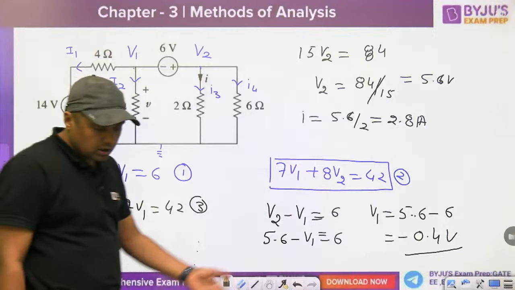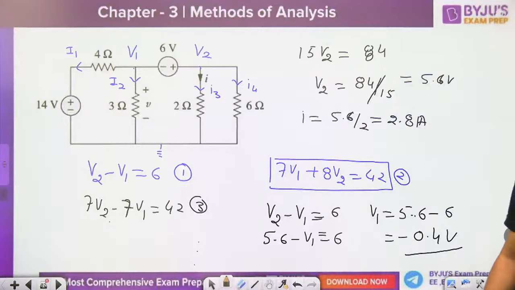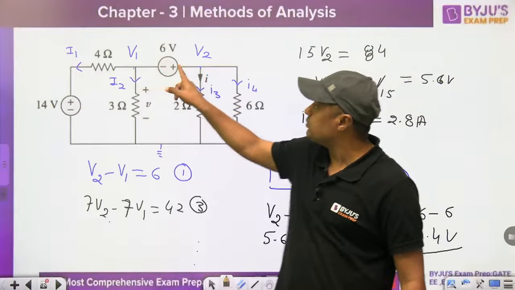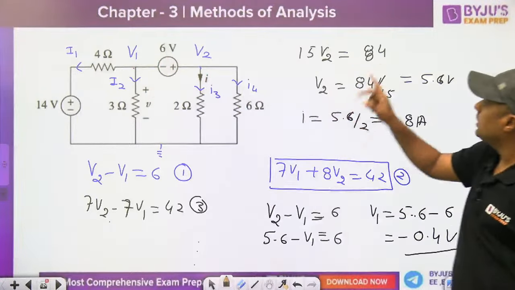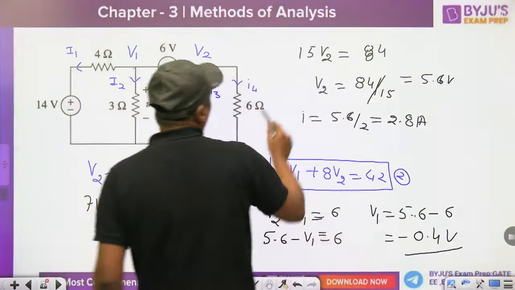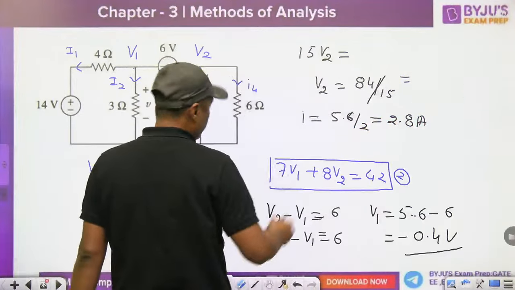Now, are all comfortable with supernode analysis? How to write the supernode equation: V2 minus V1 is equal to 6, then simply add the node equations and we get two equations. How to solve them? It is very easy using the elimination method. There is some technical issue with the board, a problem of overwriting.